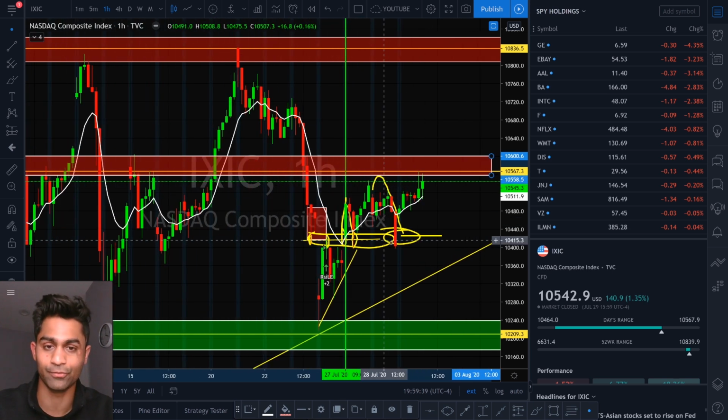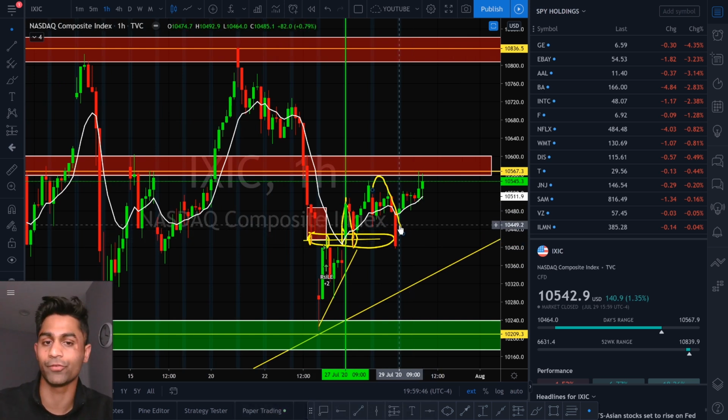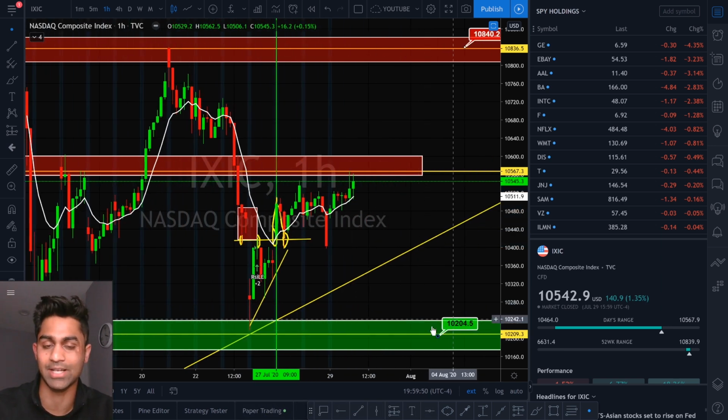So the interesting thing for us to now watch is going to be whether the big tech earnings are able to push us out of this resistance, or if we're going to pull back down to this ascending low, or even down to this 10,200 support.